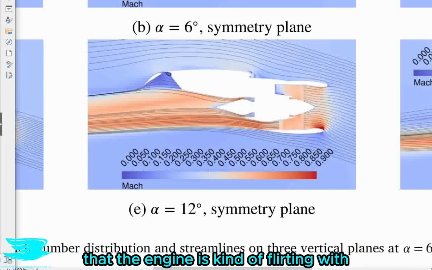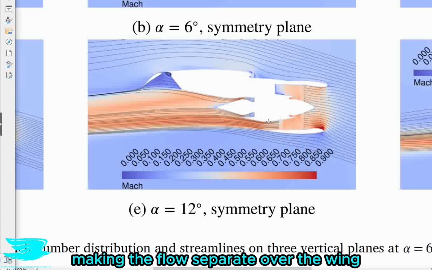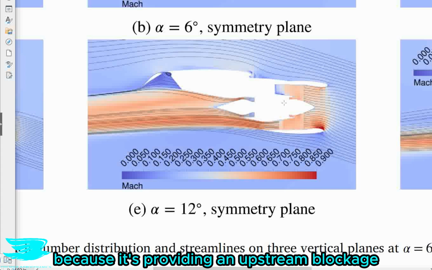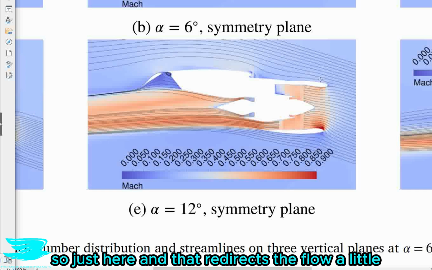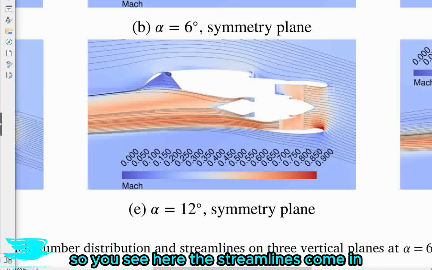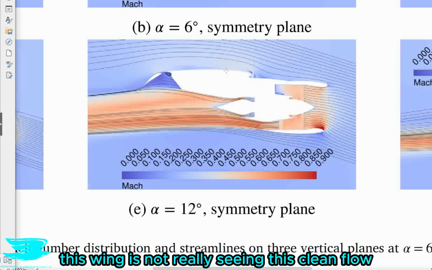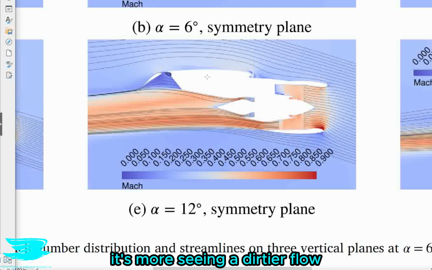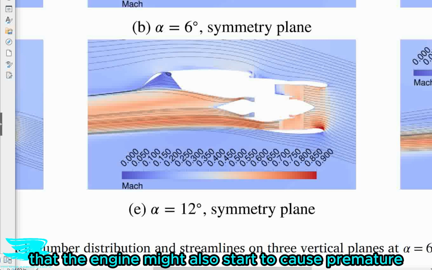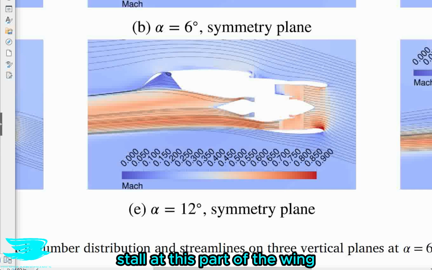that the engine is kind of flirting with making the flow separate over the wing because it's providing an upstream blockage, so just here, and that redirects the flow a little, and the wing is kind of starved of flow. So you can see here, the streamlines come in, zoom over the top, and now this wing is not really seeing this clean flow. It's more seeing a dirtier flow, I guess you could say. That means that the engine might also start to cause premature stall at this part of the wing.